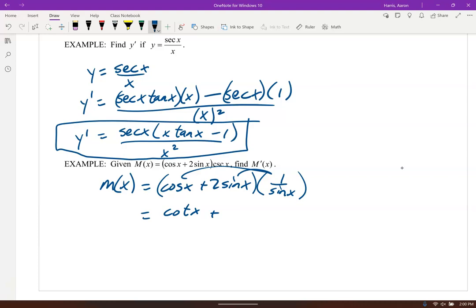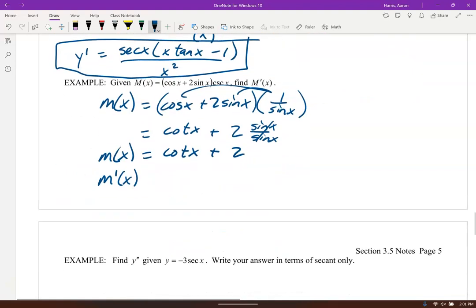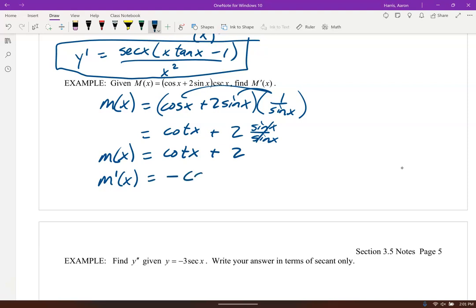That's just a 2, right? Because, again, the sine over the sine cancels. So I just have, here's my original function, cotangent plus 2. So then I just take the derivative of the cotangent, and I say, well, what's the derivative of the cotangent? I look up here, and I say, oh, yeah, that's negative cosecant squared x. Derivative of 2 is 0, so plus 0 on that.